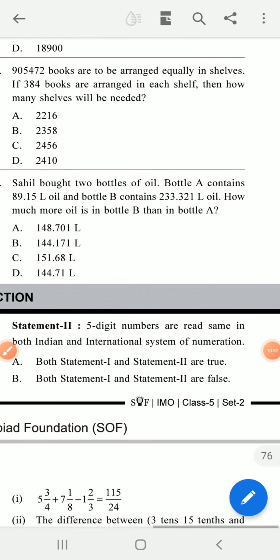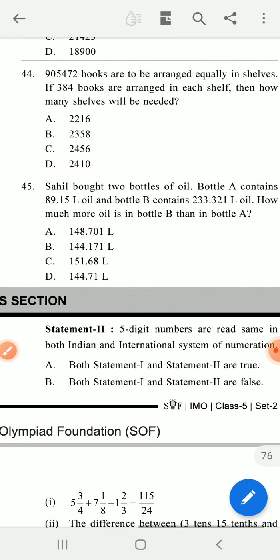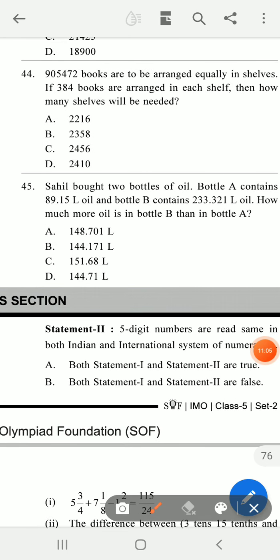Sahil bought 2 bottles of oil. Bottle A contains this and bottle B contains some oil. How much oil is in bottle B? Do subtraction. So B is the answer. Do subtraction, you can get the answer.